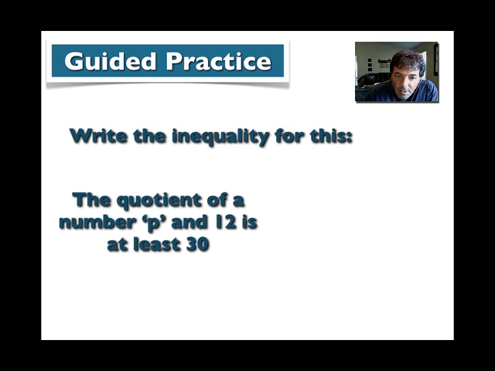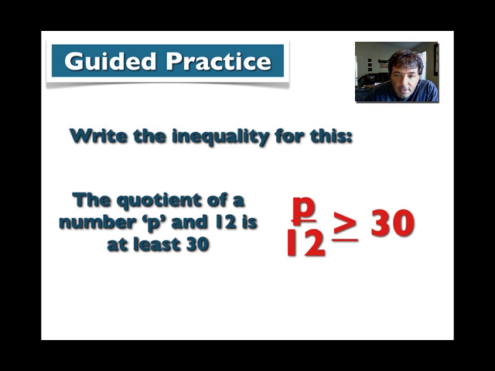And this one's an inequality. It says a quotient of a number p and 12. Quotient means we're dividing. P divided by 12 is at least 30. Now we just had an at least problem before. At least means it could equal 30 or it can be a little bit more than 30. So we're going to use a greater than or equal to sign. So this is just going to be p divided by 12 is greater than or equal to 30, just like this.